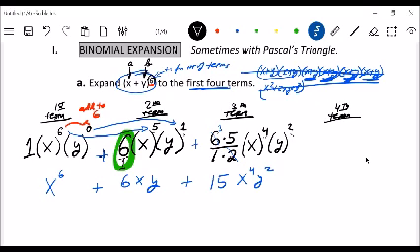The pattern of the coefficient first. Here, it was 6 times 5 and 1 times 2 because we went down 1 and up 1. We'll do the same thing here. 6 times 5 times 4. Underneath it, 1 times 2 times 3.